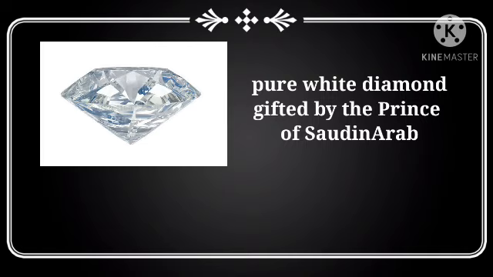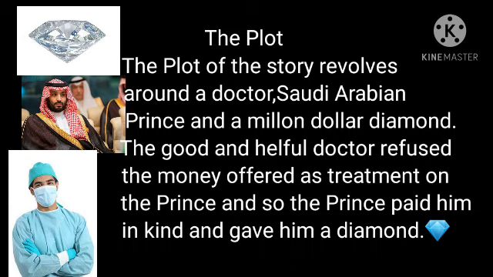The entire story revolves around this pure white diamond gifted by the Prince of Saudi Arabia. The plot of the story revolves around a doctor, a Saudi Arabian prince, and a $1 million diamond. The good and helpful doctor refused the money offered as treatment by the prince, and so the prince paid him in kind and gave him a diamond.